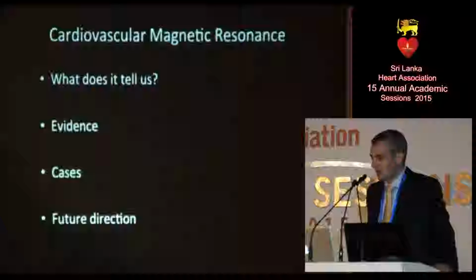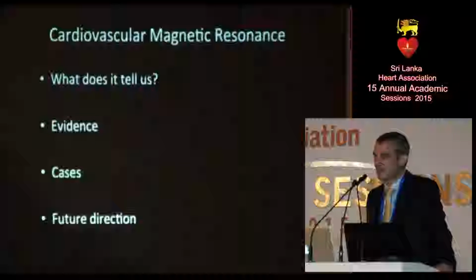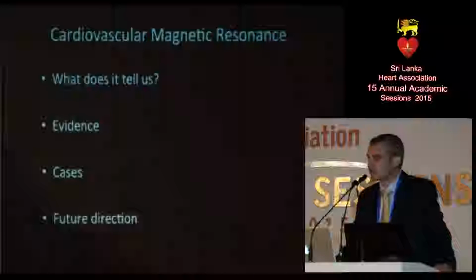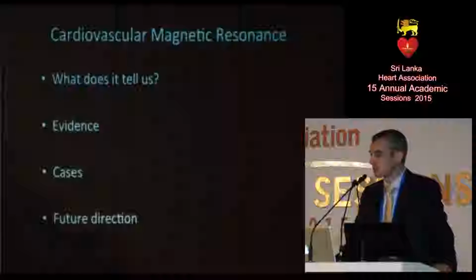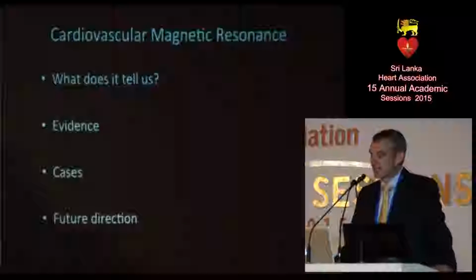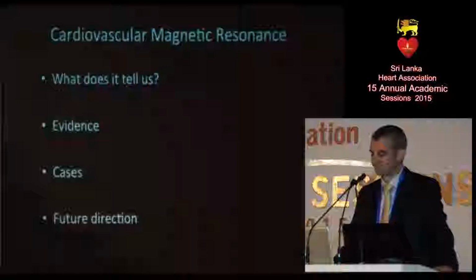So MRI is not currently recommended in international guidelines as a first-line test for the evaluation of patients, but it is recommended as a second-line test in selected patients. I know some people have more access and more experience with MRI than others, but I thought it would be useful to look first of all at what it tells us, what we're looking for, some evidence and some emerging evidence, how the field is likely to progress, as well as looking at a case or two, depending on time.